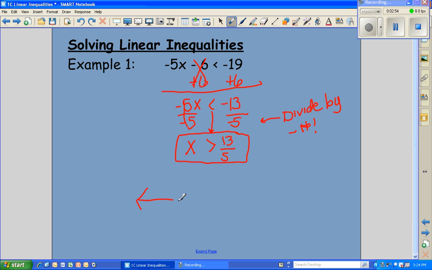And if you were looking at a graph of this, here's 2, here's 3, here's 13/5. That would get an open circle because it's not equal to, it's just greater than. And we would head towards the bigger values. So any number in the shaded region here would satisfy this inequality. It could be an answer. So you could say 3, 4, 5, 14/5, anything like that. Okay? All right, let's look at another example.